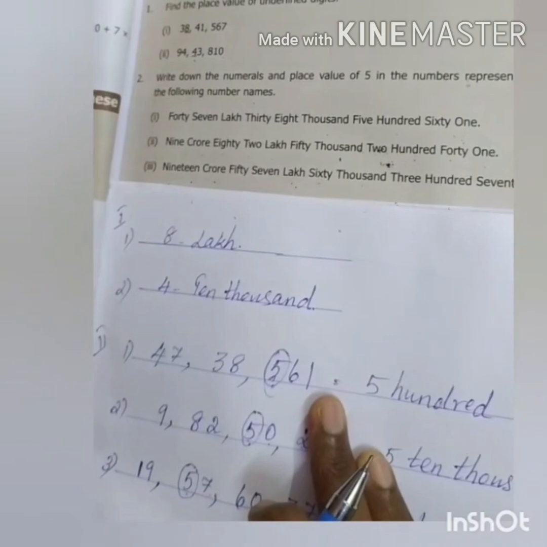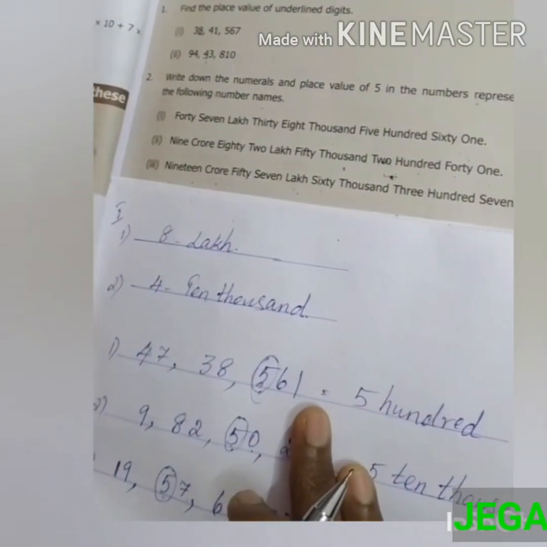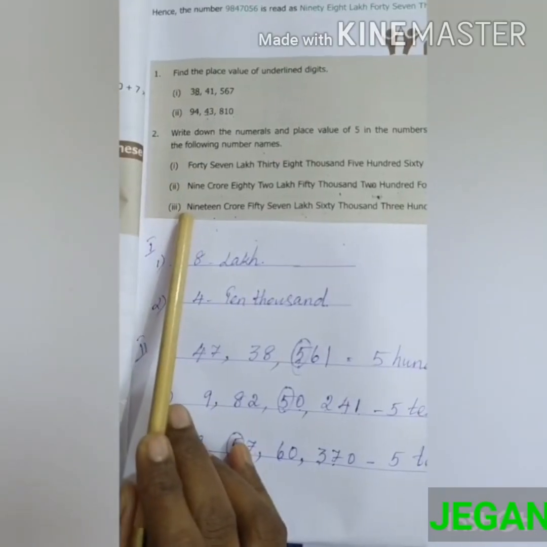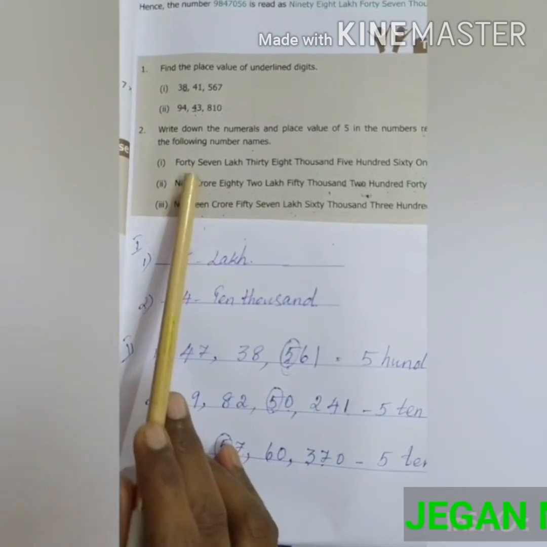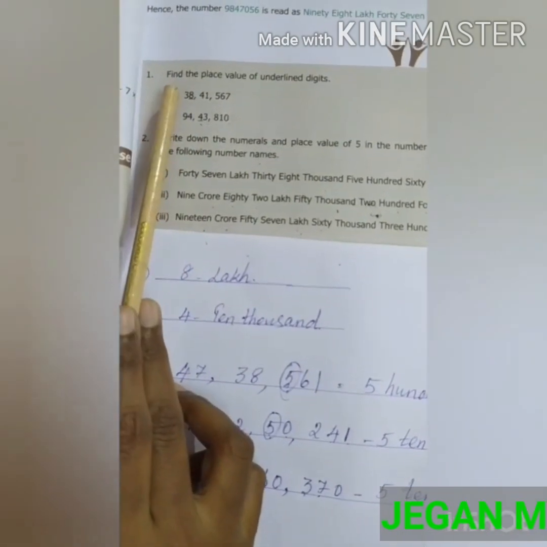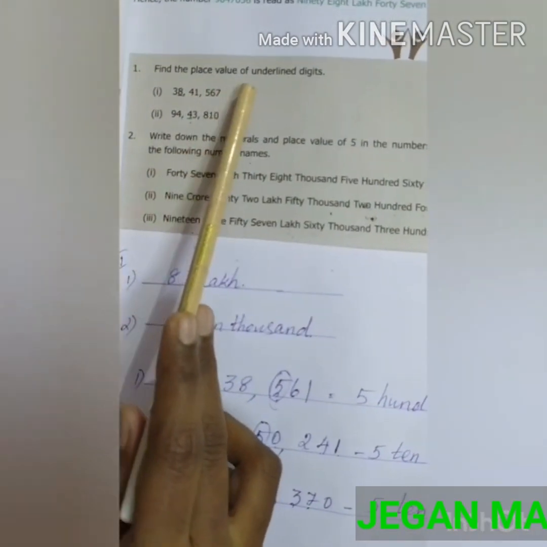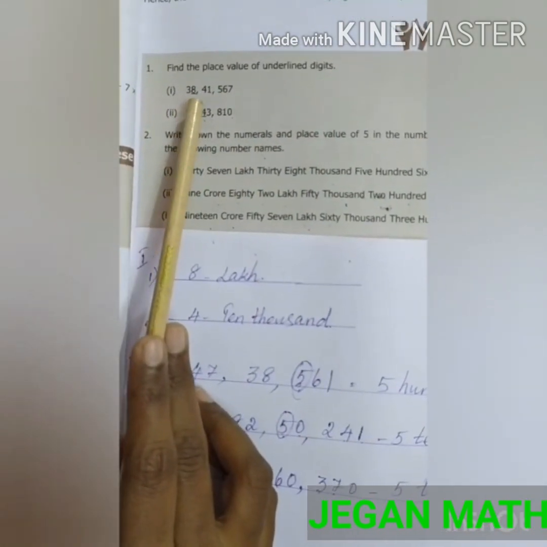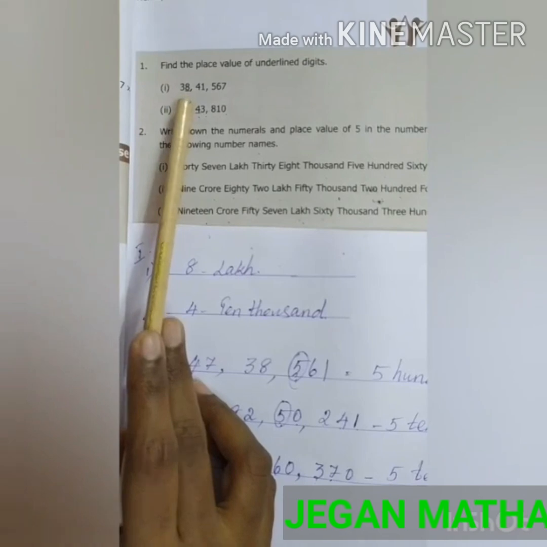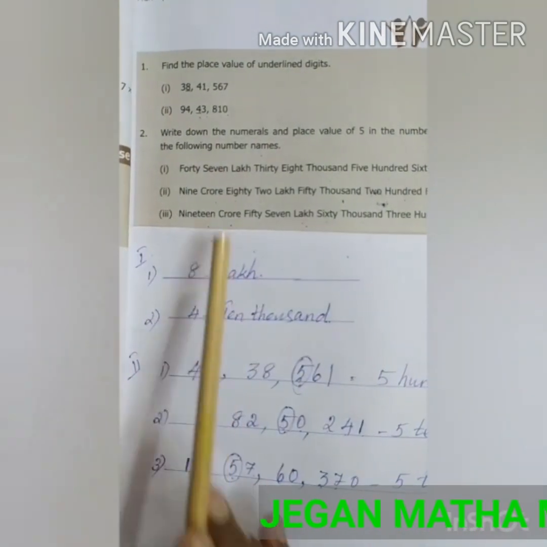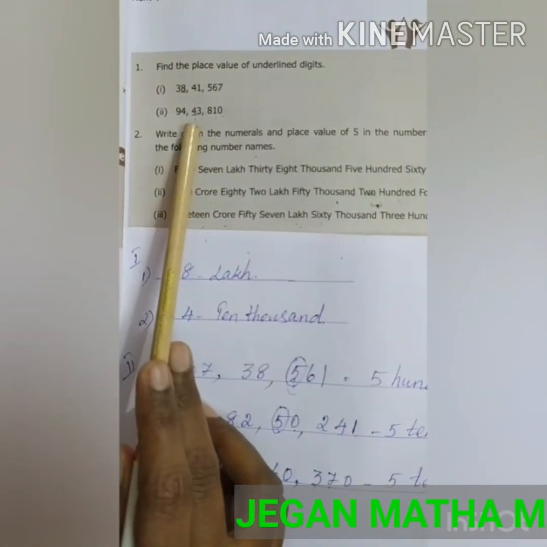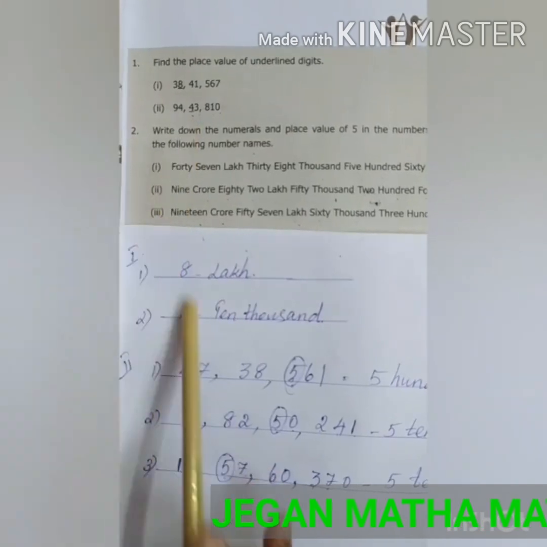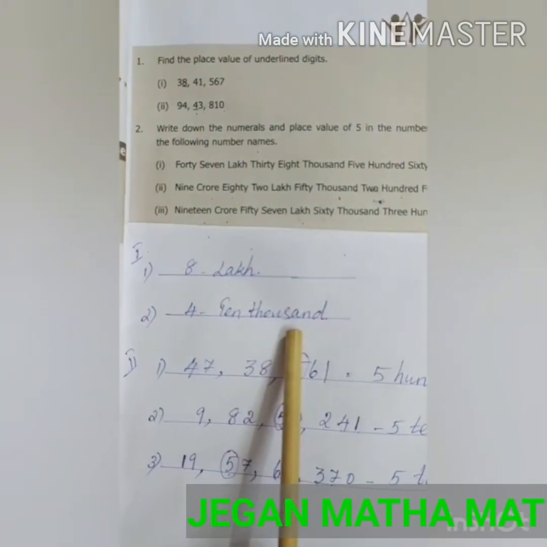Okay students, is it clear? Okay students, listen carefully. I am telling once again. See the first Roman number. Find the place value of underlined digits. So see the first one. Here 8 is underlined. So the place value of 8 is lakh. See the second one. 4 is underlined. So the place value of 4 is 10,000.